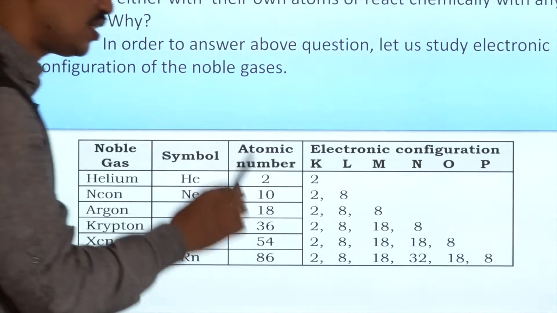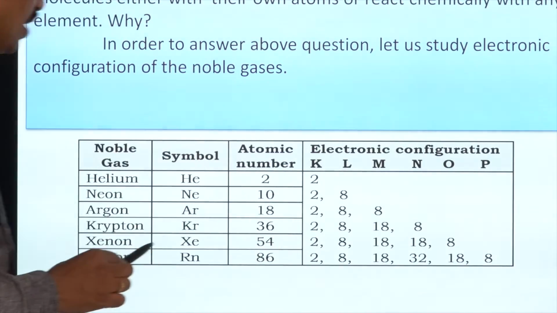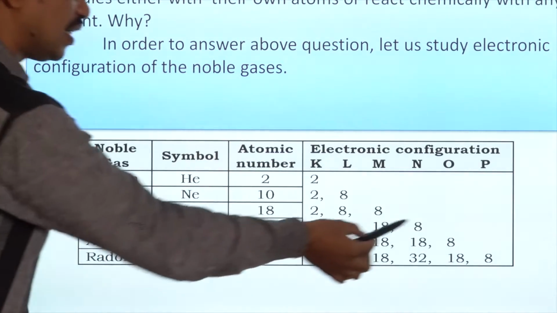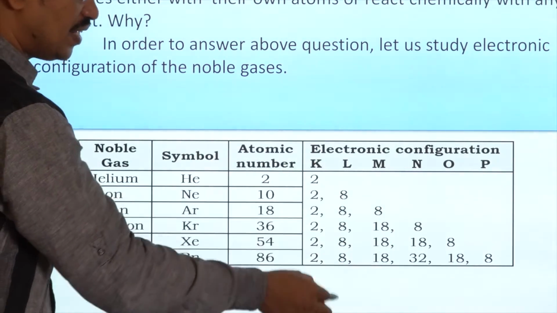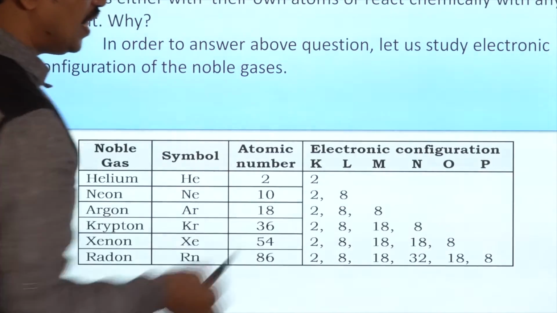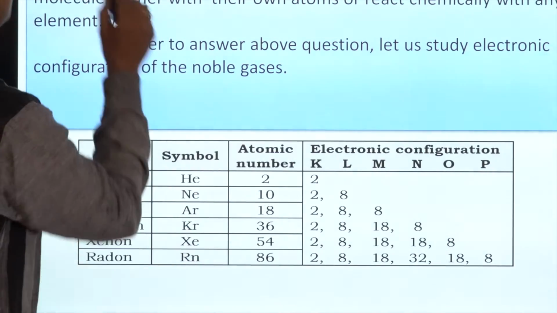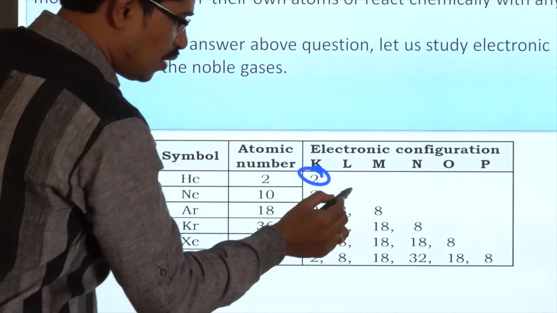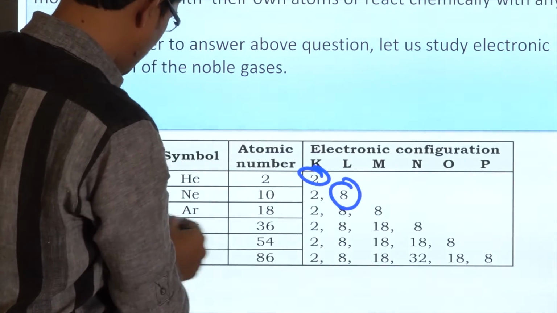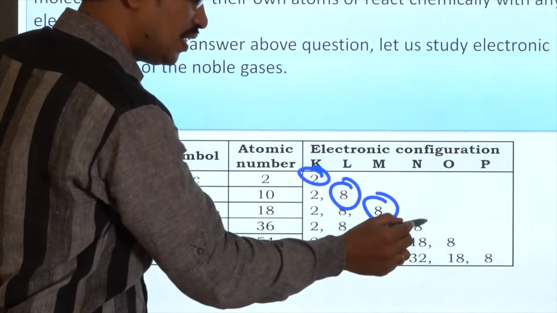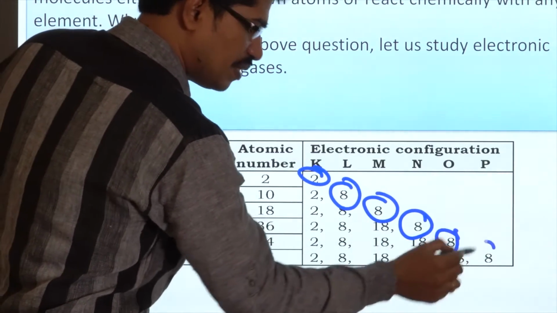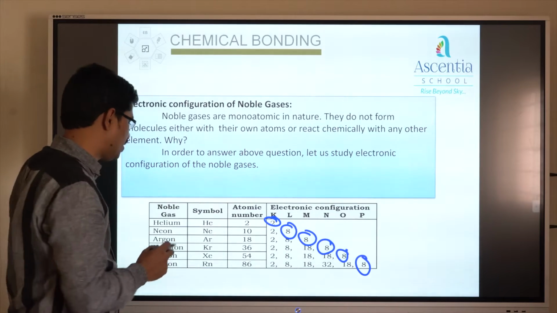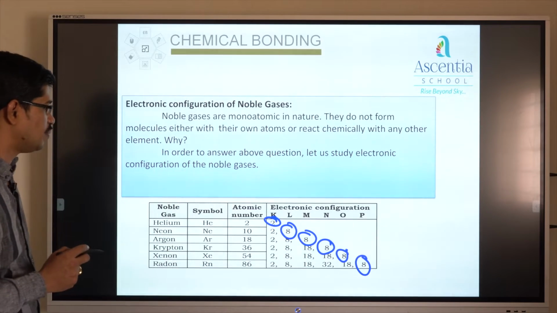According to Bohr's theory, the distribution of electrons for neon is 2,8. Argon is 2,8,8. Similarly, krypton. These are the shells: first shell, second shell, third shell, fourth shell, fifth shell. In all these cases except helium, which is 2, if you see neon, the outermost electronic configuration is 8. If you see argon, the outermost configuration is 8. Similarly krypton, xenon, and radon all contain 8 electrons in the outermost orbit, whereas helium contains 2 electrons in the outermost orbit.